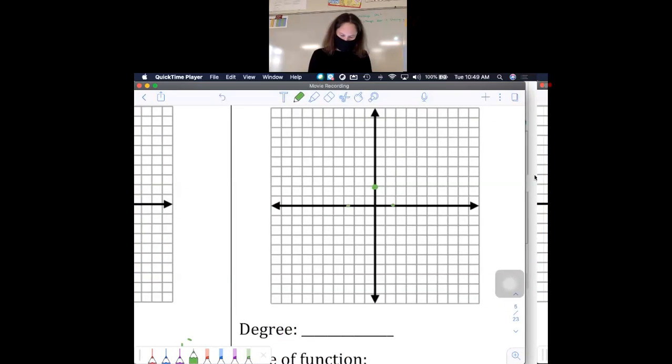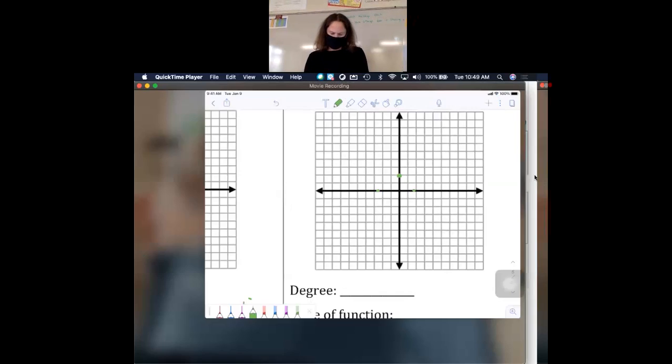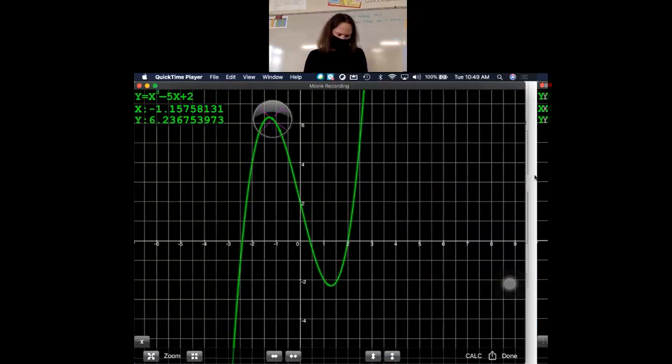So the y-intercept was at 0, 2, right? The x-intercepts, about, yep, totally fine. And this is all going to be approximate. You don't get to use your calculator on this chapter. We're just doing it right now so we can graph and try to find patterns that will lead us up to graphing without the calculator. So we have those two.